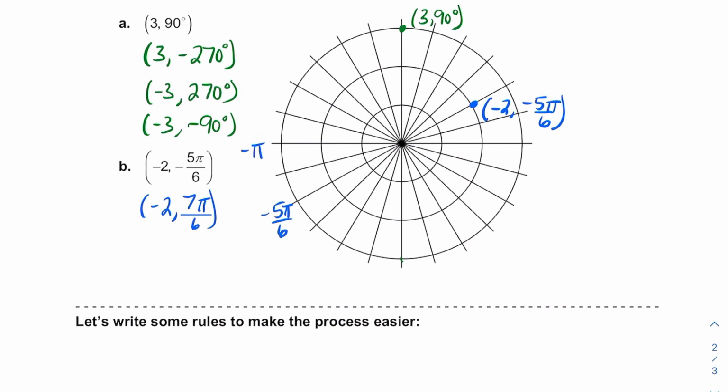Now let's switch it to a positive 2. If it's a positive 2, we don't have to do any switching, we just describe what angle this is.